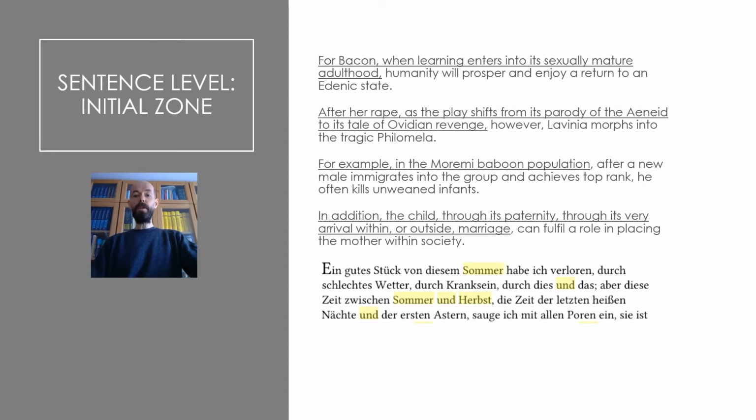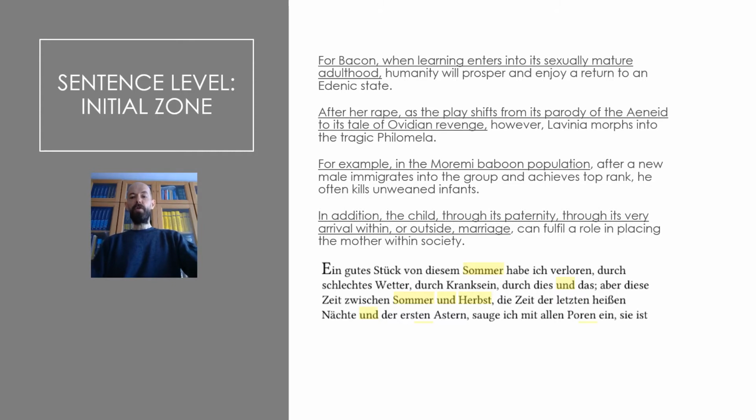So here are a few additional sentences that will allow you to observe what kinds of elements we can place in initial position, in the initial zone in an English sentence. For bacon, this is an element that has scope over the entire sentence. For bacon, when learning enters into its sexually mature adulthood, so it can be followed by a temporal clause here. After her rape, as the play shifts from its parody of the Aeneid to its tale of Ovidian revenge.